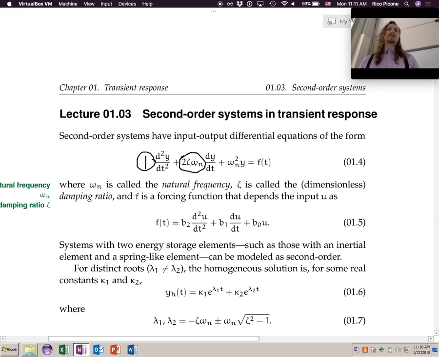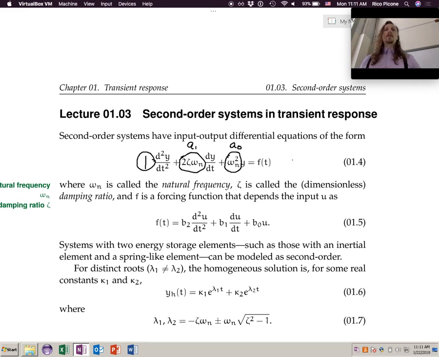The coefficient of that term, in the past lectures, we've called A1, but we're going to call A1 2 zeta omega n. And we're going to talk about what zeta and omega n are. They're very special parameters for a second-order system. And then omega n squared is the coefficient of y, so we typically call that A0. F of t is, once again, the forcing function.